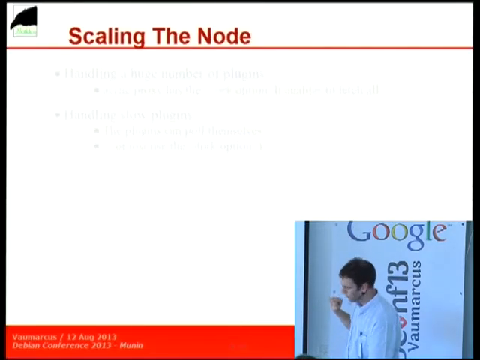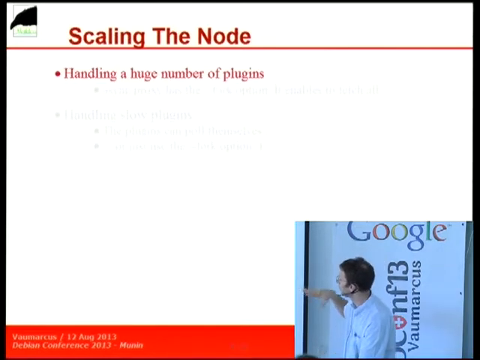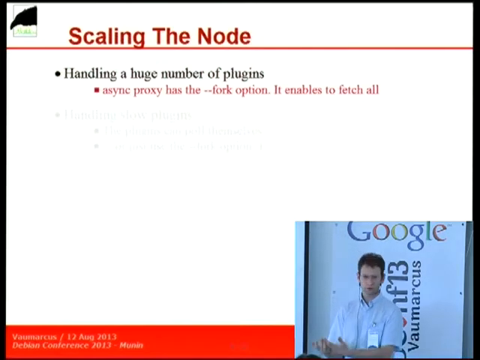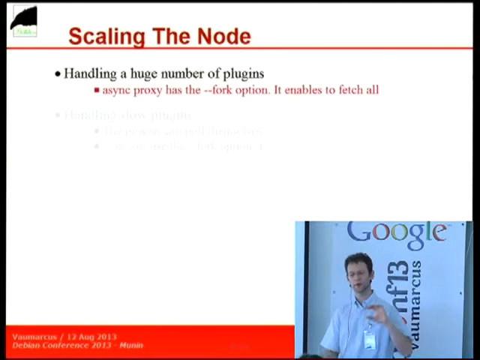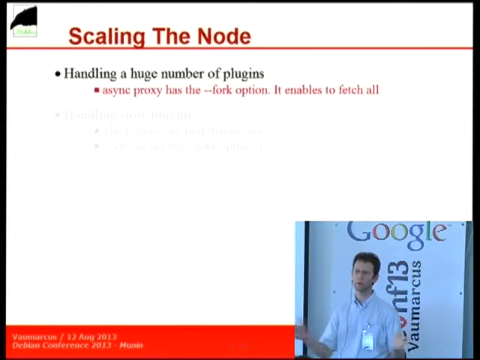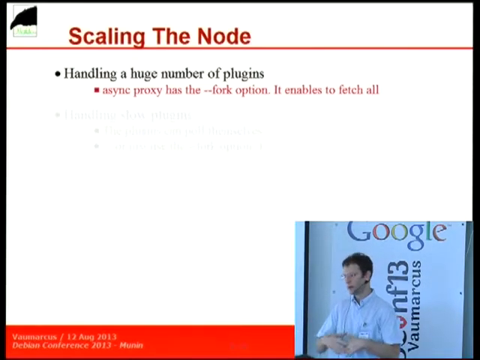But that was for the node. As I said, some have a huge number of plugins. I mean, the biggest install I saw is about 1,000 plugins. Wow. It's very interesting to use async also because it has the fork option. Prior to async, the Munin update was doing it very sequentially, and with 1,000 plugins, to have it in less than 5 minutes, it has to be quite fast since it's not the only node that is polled. In async, with the fork option, each plugin will be run in its own process.